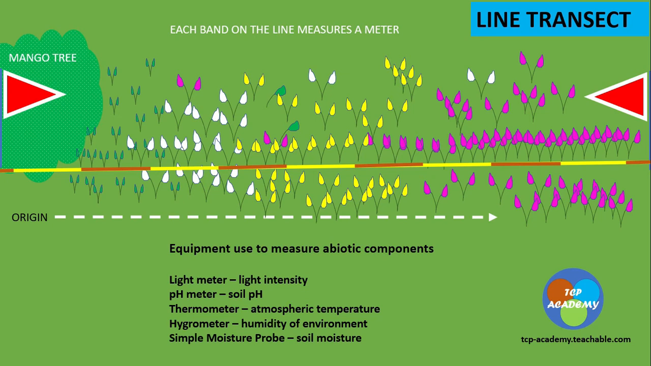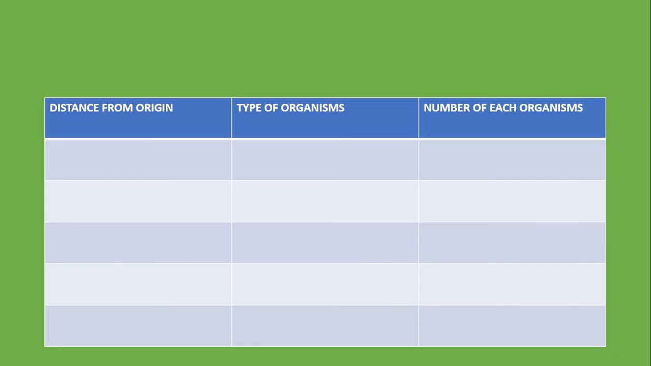So when we use the line transect, it shows us, as we're seeing here, how things change over a landmass. It shows a transition clearly. It also shows us the type of organisms that are present. This could be enhanced if we use other instruments to check for abiotic influence on the distribution of the organisms.